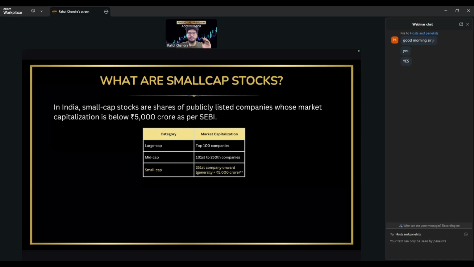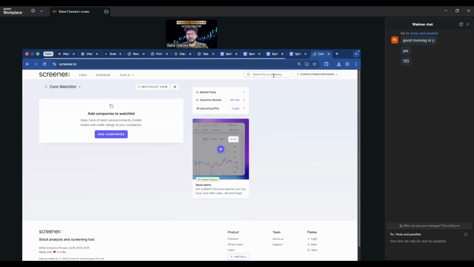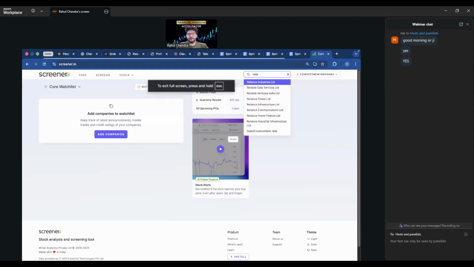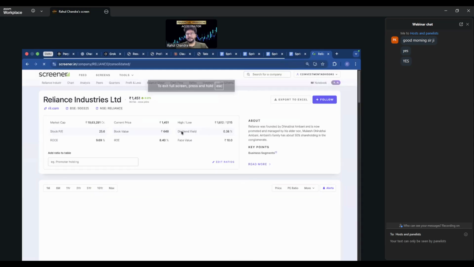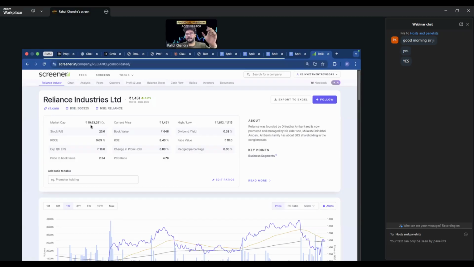Now, I would like to tell you what are the advantages of small cap stocks. First, they have high growth potential. Now, let's go and look at something. For example, Reliance Industries. What is the market cap? It's a tussle between HDFC and Reliance who is the biggest. But let's take Reliance. What is the market cap?